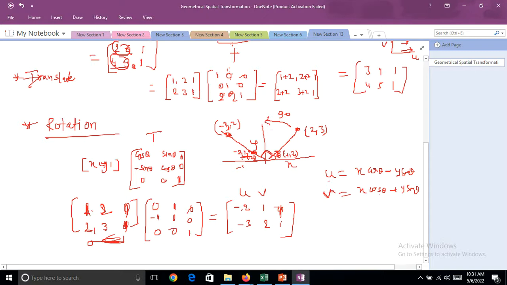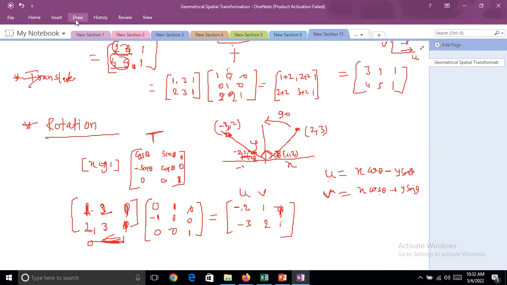So in an image also, for every pixel, given the pixel coordinate and the angle to which we want to rotate, using this operation rotation will be performed. So in every case the operator T is a 3 by 3 matrix, with the values of the operator T varying.